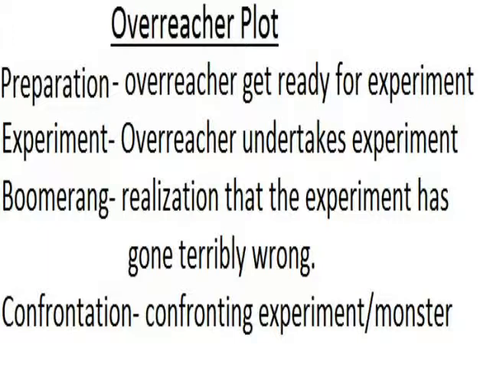Overreacher. He reaches over where he should. And he does it through experimentation. First, he prepares for the experiment. He gets ready for the experiment, that is the preparation. Then the Overreacher undertakes the experiment. The boomerang, the realization that the experiment has gone terribly wrong. The unintended consequences are what's really going on here. And then confronting the experiment, or the monster. Taking these part by part, I might skip from story to story.